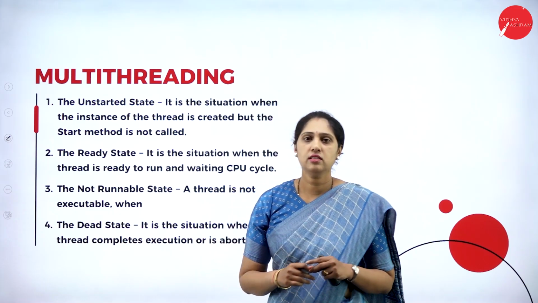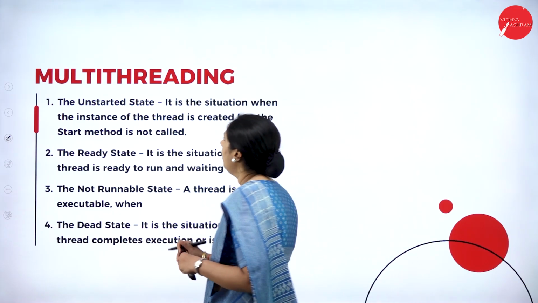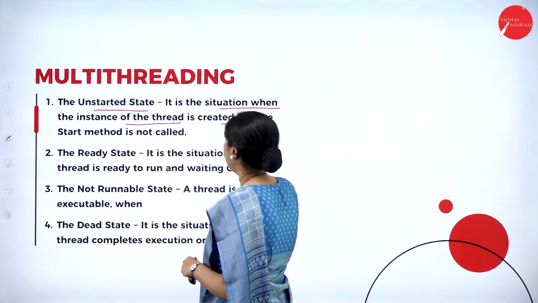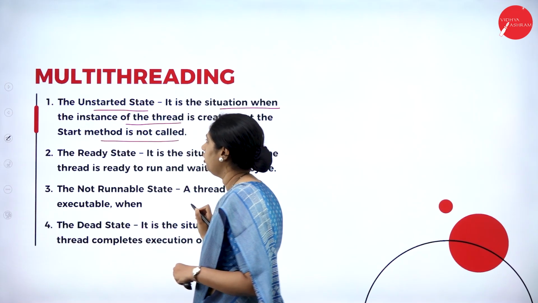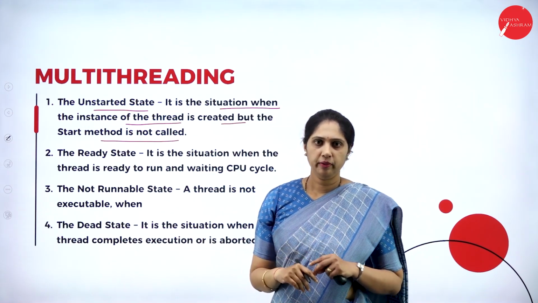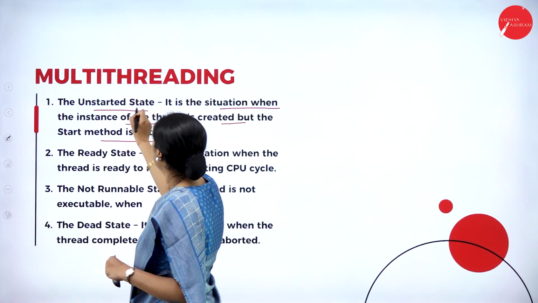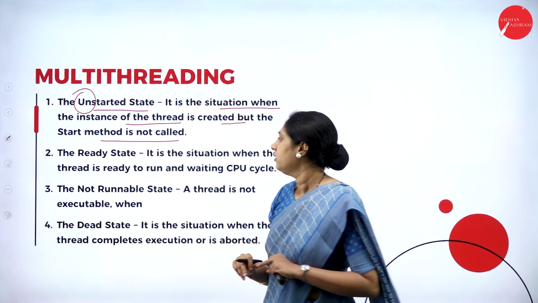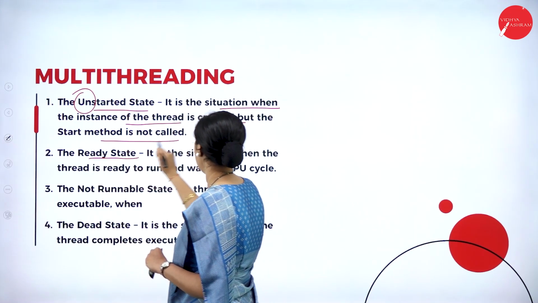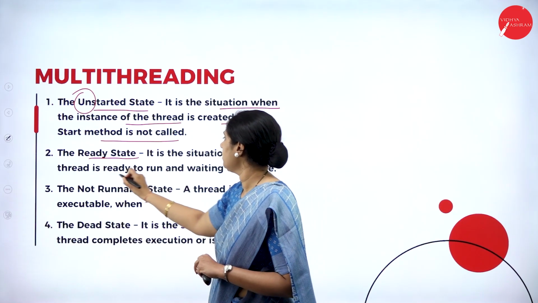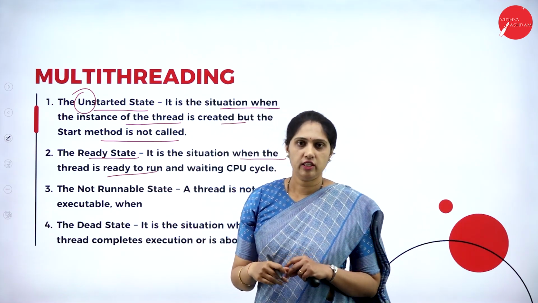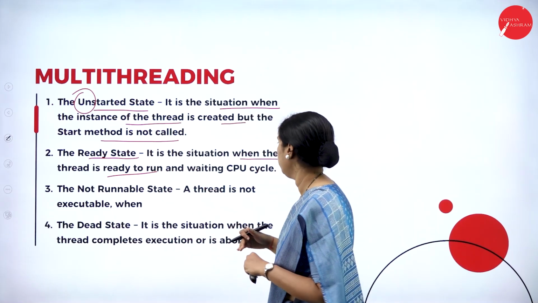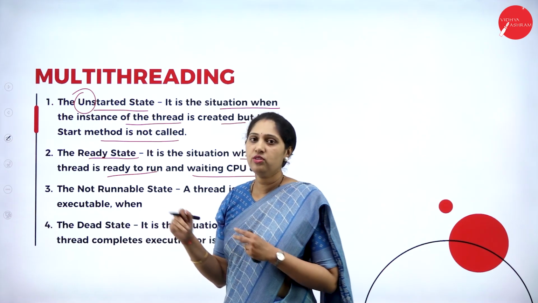Multithreading. How does a thread go through its life cycle? The very first one is the unstarted state. It is a situation when the instance of the thread is created but the start method is not called. First, the object should be created. That is called the unstarted state. Next, the ready state. It is a situation when the thread is ready to run. Now it is ready to run because the object is created, and it is waiting for the CPU cycle.